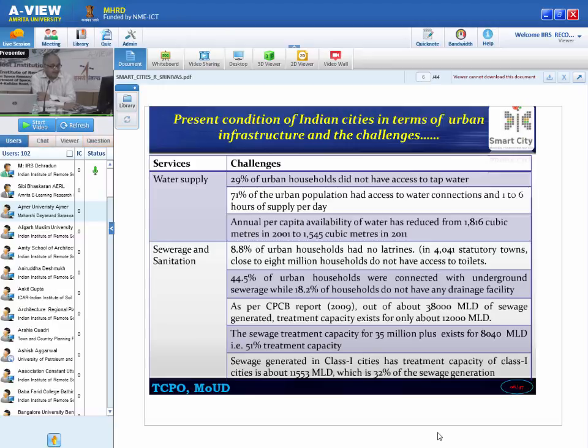Similarly, as per the CPCB report, out of about 38,000 MLD of sewage generated, treatment facility exists only for 12,000 MLD. Most of the wastewater being generated in urban areas is not appropriately treated. I am quoting the figures for only 35 million plus cities, as per the 2001 census. Hardly 50% of the treatment capacity exists in 35 million plus cities. And for class 1 cities, the treatment capacity is around 1153 MLD, which is 32% of the sewage generation.